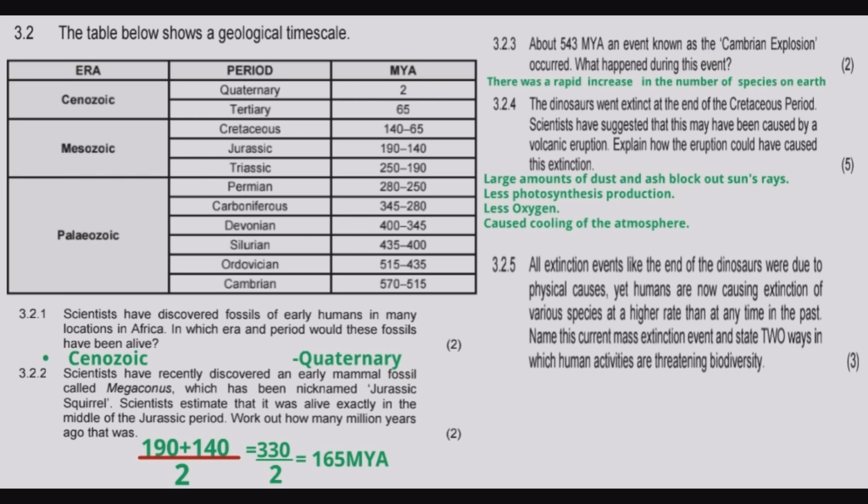Dinosaurs were due to physical causes. Yet humans are now causing extinction of various species at a higher rate than at any time in the past. Name this current mass extinction event and state two ways in which human activities are threatening biodiversity. Okay, so this is the sixth mass extinction.